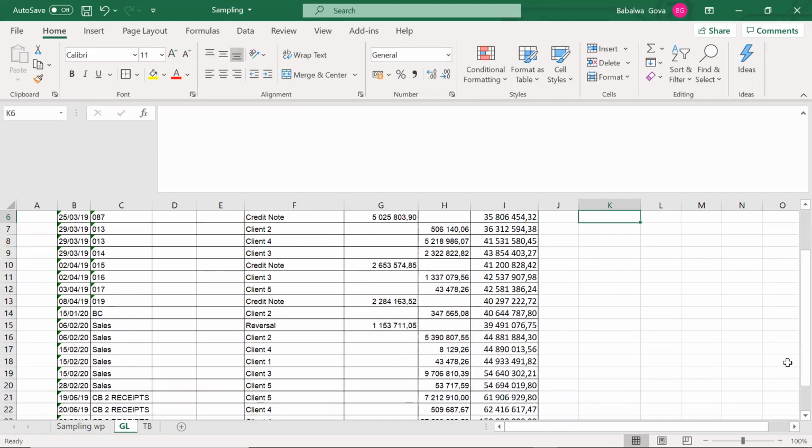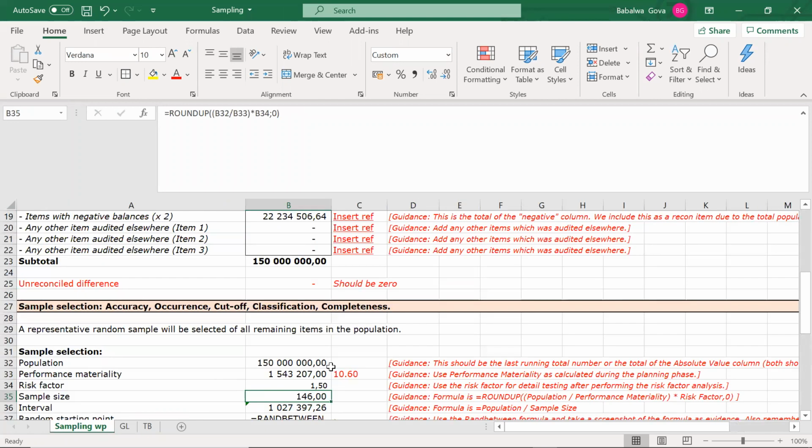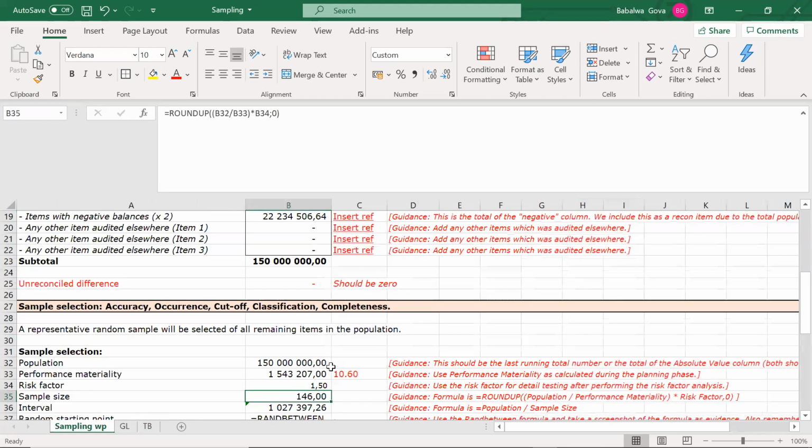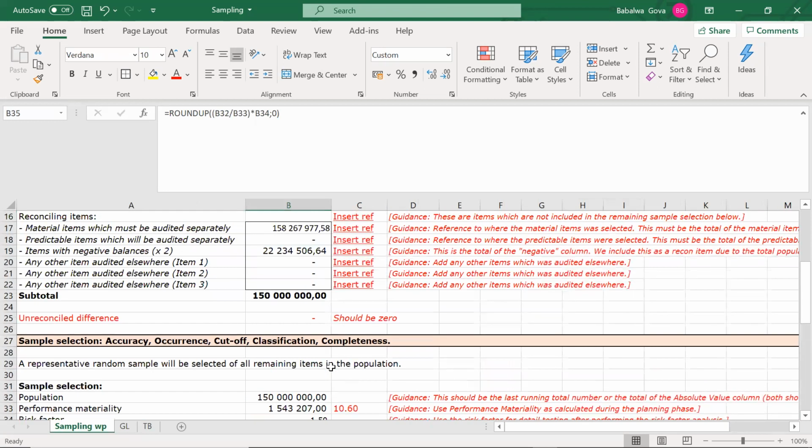So in this case, your sample size says 146, but your population in your GL, you only have 8 sampling units that are available for you to select a sample from. You will then select your whole population or select all 8 of them for testing. This will then result in you testing 100% of your revenue transactions.